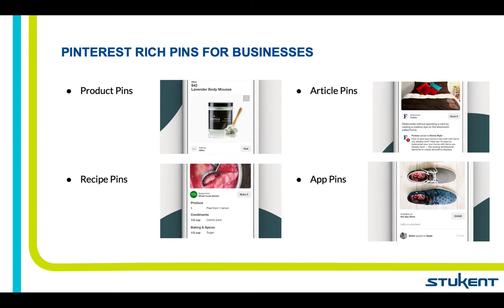So there are things called rich pins. These are beyond just a regular pin. A rich pin allows a brand to include more product information on the pin. So there's product pins that allow the inclusion of pricing. There's recipe pins that allow for ingredients, cooking time, serving sizes. Article pins that include a headline, author, story description, and allow a pinner to share and save stories.